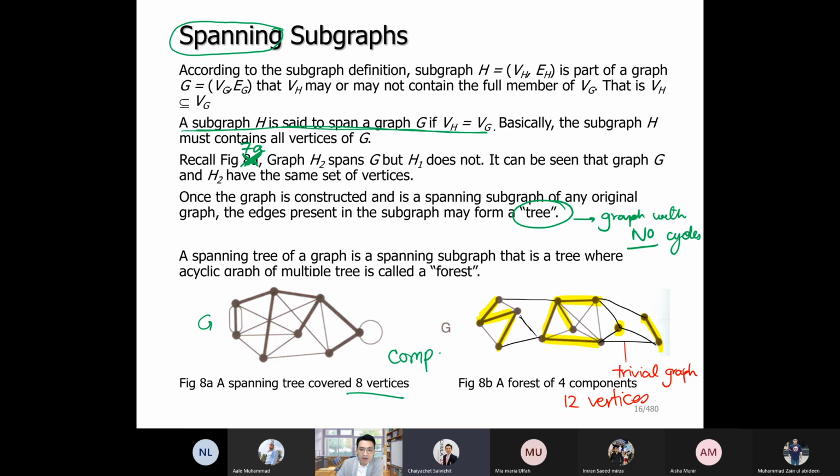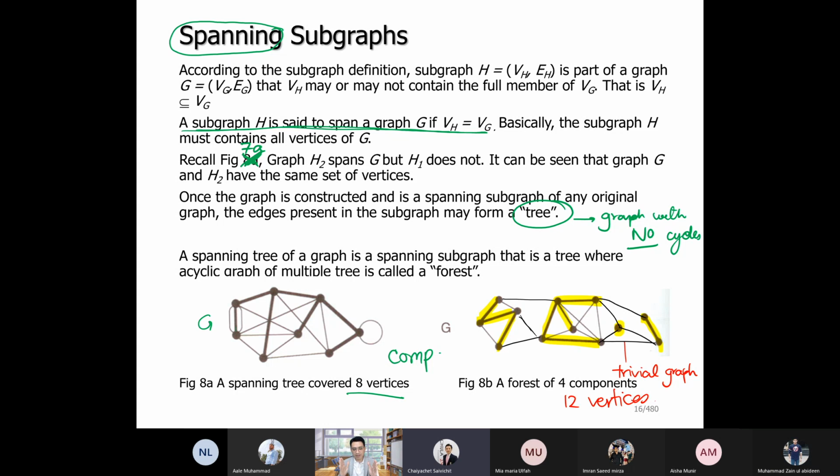So it's not 3, right? Because it's 4 components. It comprises 4 components. Now we look at each component. In this one, we have 4 trees, so we call it a forest. There are two conditions: it should be a subgraph that spans the original graph, and it should be a tree.